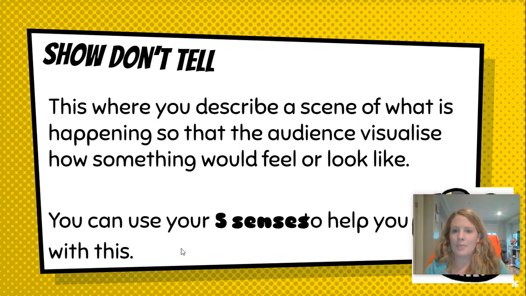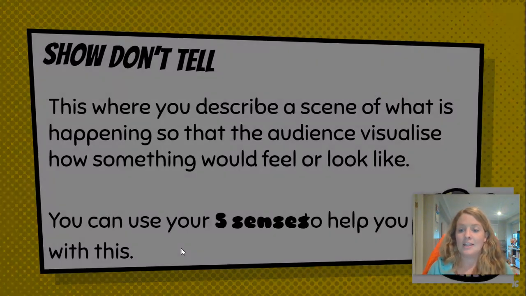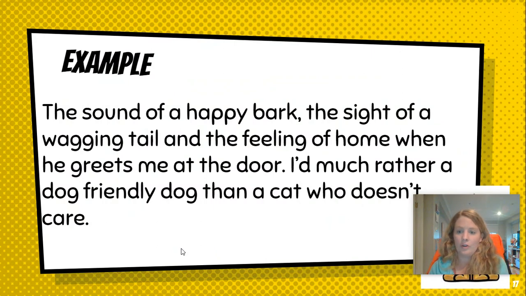This is where you describe a scene of what is happening so that the audience can visualize how something would feel or look like. Now, remember, a show, don't tell is like watching a movie, but you're doing it with words. You can use your 5 senses to help you with this. And here's an example of a show, don't tell and how you can use it for persuasive.